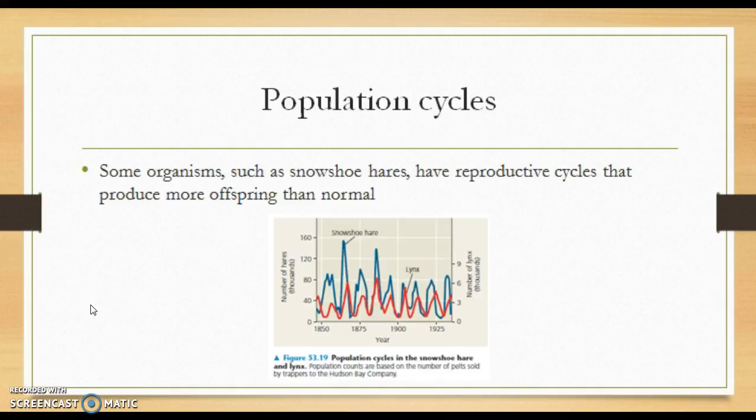Another area of population dynamics would be cycles, such as reproductive cycles of snowshoe hares. This might look like a predator-prey graph, and I suppose it is, but that's not what we're actually looking at. We're looking at these spikes in the snowshoe hare population. What we're getting at with population cycles is that for whatever reason these rabbits have a boom every 10 years or so where they just crank out a ton of offspring, more so than normal.